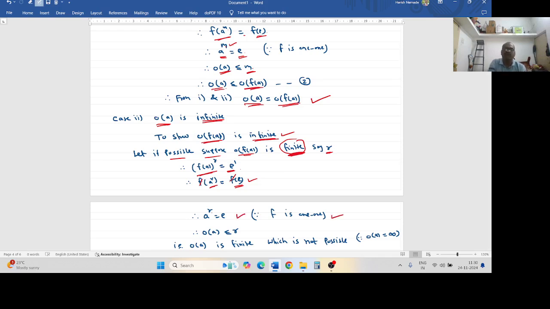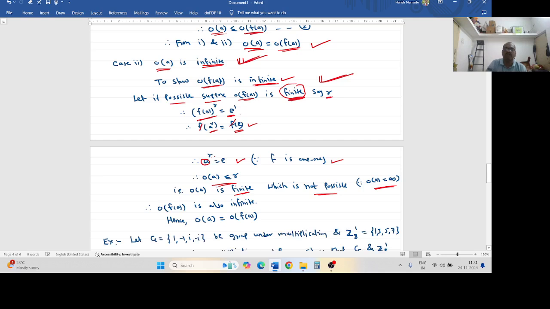त्याचा अर्थ काय झाला की order of this element a is less than or equal to r, that is order of element a is finite, which is not possible कारण की order of a आपण इनफायनाइट आधी सपोज केलेला आहे. त्यामुळे आपले सपोजिशन रॉंग आहे. जे आपण सपोज केलं होतं की order of f of a फायनाइट आहे, ते रॉंग आहे. सो here order of a is infinite.